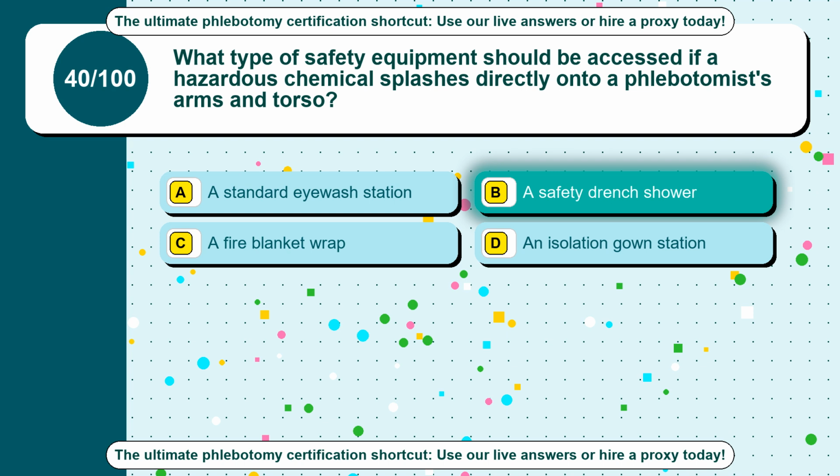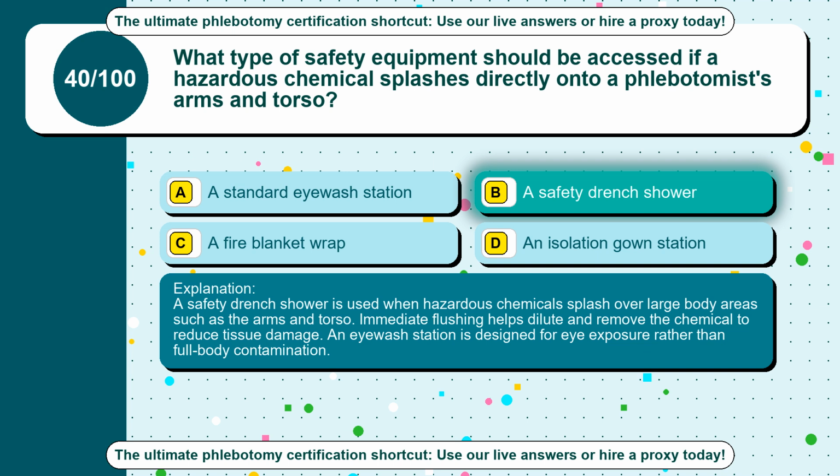The correct answer is option B, a safety drench shower. A safety drench shower is used when hazardous chemicals splash over large body areas such as the arms and torso. Immediate flushing helps dilute and remove the chemical to reduce tissue damage. An eye wash station is designed for eye exposure rather than full body contamination.